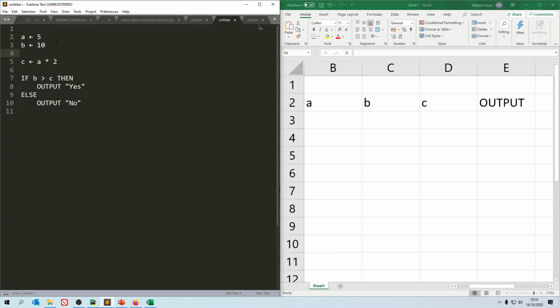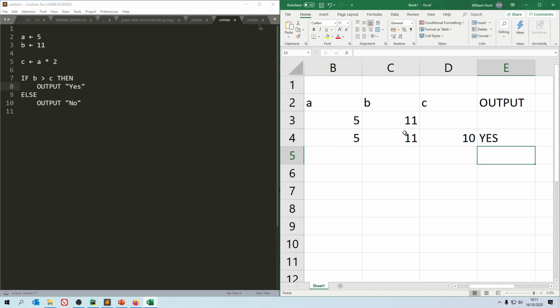Now let's say we're asked to do the same thing, but this time A is 5 and B is 11. Same sort of thing. A is 5, B is 11. We go through. We say C is A times 2. Well, what's A times 2? A times 2 is 10. These are still 5 and 11. Then we keep going through. Is B greater than C? Well, 11 is greater than 10, so this time the output is yes.